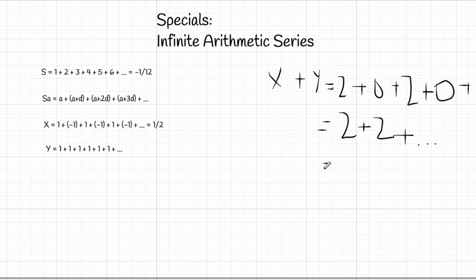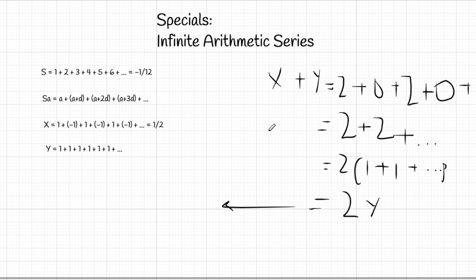How can we simplify this? Well, we can factor out a 2 from every term and we're left with 2 times 1 plus 1 all the way to infinity. And hopefully this looks familiar because 1 plus 1 all the way to infinity is just Y. So this is equal to 2 times Y. Well, that's nice. All we're left with are X's and Y's. We can basically solve this like an equation. We have a Y on this side and a Y on this side, so we just subtract Y from both sides to isolate the variable. We have X is equal to Y. And since we know X has a value of 1/2, we know that Y is equal to 1/2. So we just found the sum of this series Y is equal to 1/2.